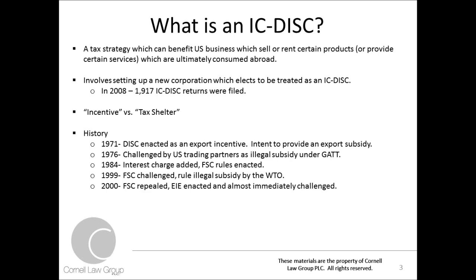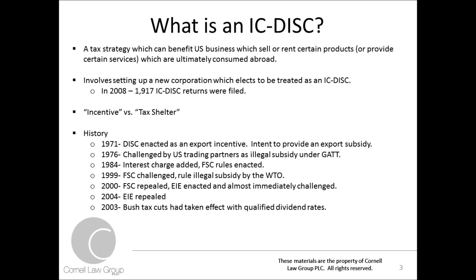So it passed the EIE rules, which stands for Extraterritorial Income Exclusion rules, in 2000, and those were challenged almost immediately and held to be an illegal subsidy. So after strike three, Congress sort of gave up and repealed the EIE and didn't replace it with anything. This basically left the IC DISC as the only remaining export incentive on the books.